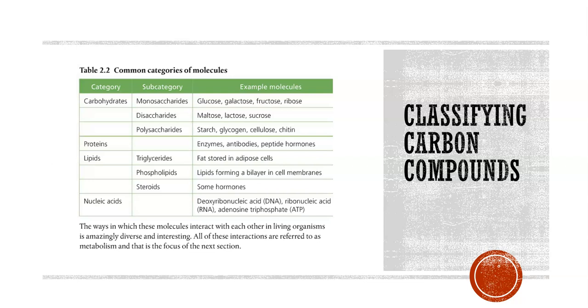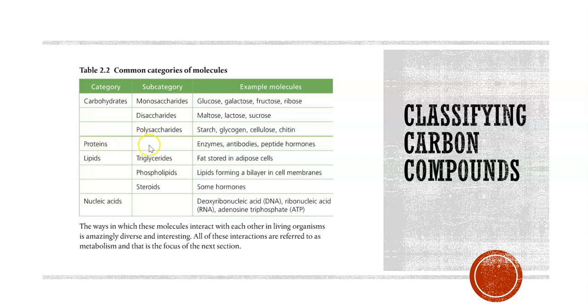So classifying our carbon compounds. As I said several times now, we've got those carbohydrates, proteins, lipids, nucleic acids, and within each of those we have our subcategories. If you look at our carbohydrates, you see we've got monosaccharides, meaning one saccharide, that saccharide being a type of sugar, and then we've got four different types of sugar there, so glucose, galactose, fructose, and ribose. Disaccharide means two sugars joined together. So two monosaccharides joined together gives us our disaccharide. So our maltose has two molecules of saccharides joined together, lactose, sucrose. And then polysaccharides mean many sugar molecules joined together.